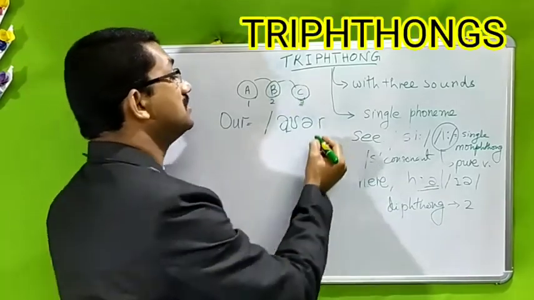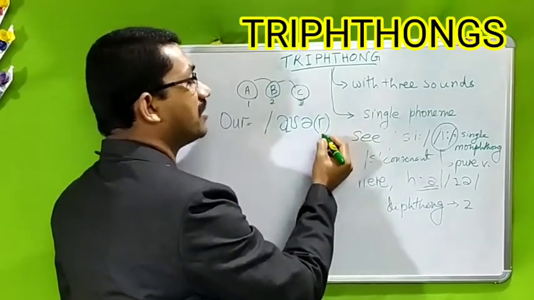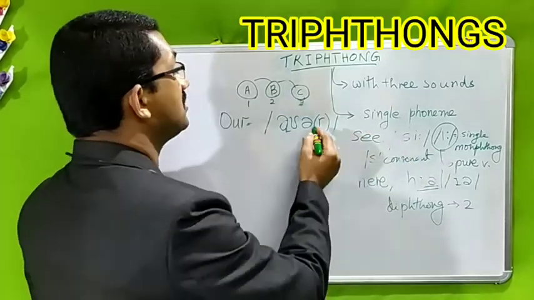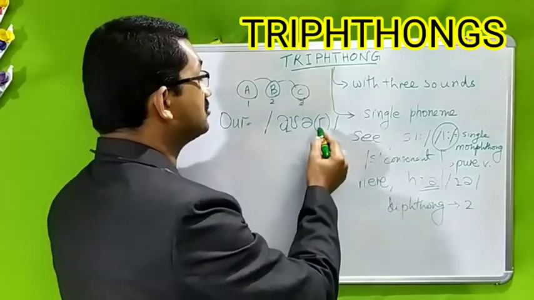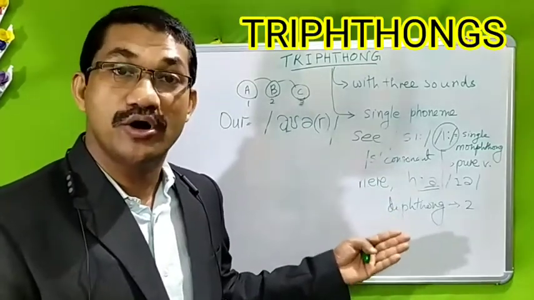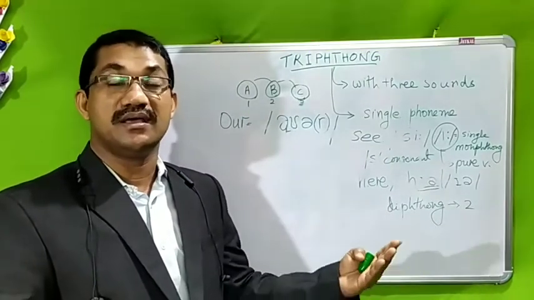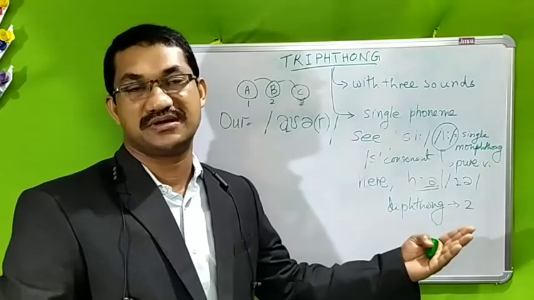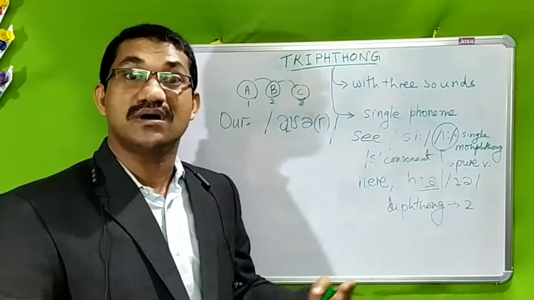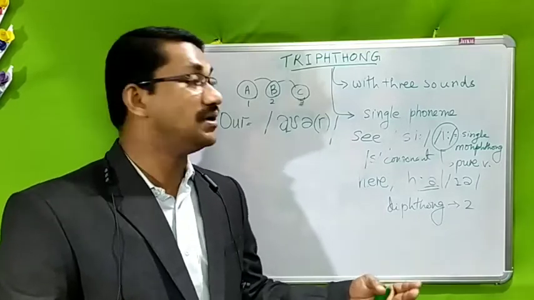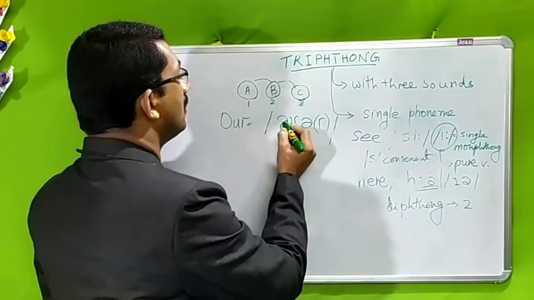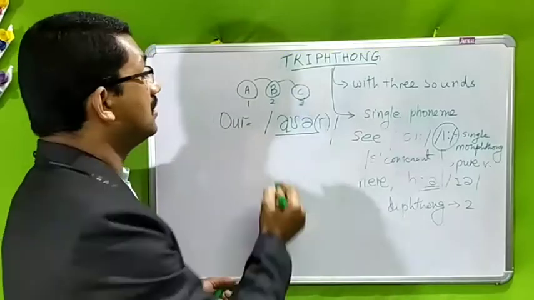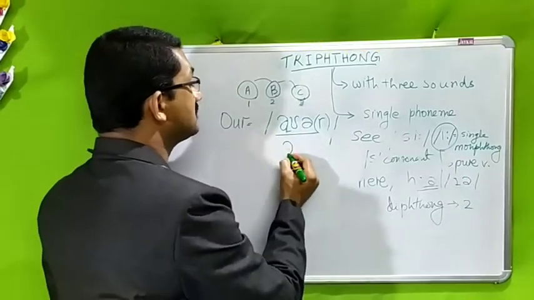The r can be audible sometimes. If it's followed by a vowel sound, it is audible. Otherwise, it is not audible. Hence, we keep it in, of course, brackets. What does it mean? Sometimes it is audible when it is immediately followed by a vowel sound, like our English professor, right? Alright? But our car, the r is not audible. So here, in this particular word our, we have a triphthong.